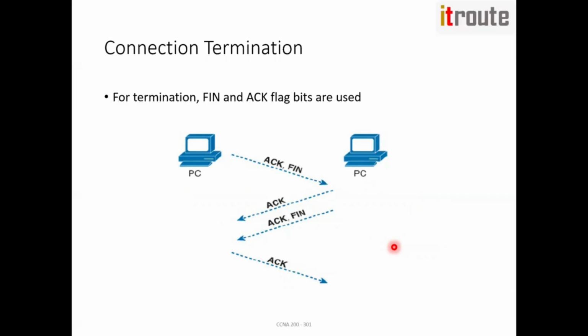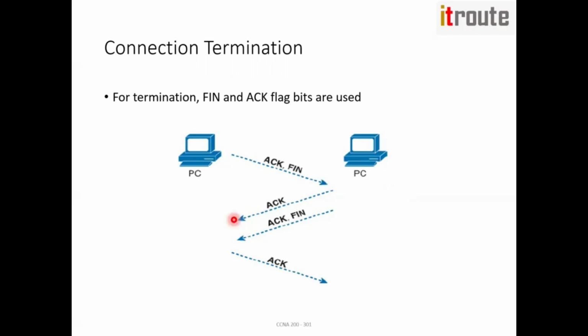Connection termination. TCP established the connectivity, and TCP also terminates the connection. How does it terminate? It terminates with the FIN and ACK flag bits used. So acknowledgement and finish. So it's ACK and FIN. It will send to this PC. This PC will send an ACK message, and then an ACK and FIN message again. And then this PC will ACK that one. So it's kind of like acknowledge, finalize, acknowledge, finalize. When they do that, these connections will be terminated.